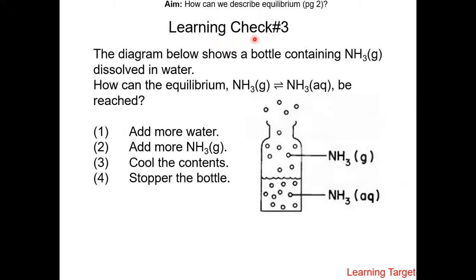Learning check number 3. The diagram below shows a bottle containing NH3 gas dissolved in water. How can equilibrium be reached? Pause the video and resume as completed. The answer is choice 4, because the system must be closed.